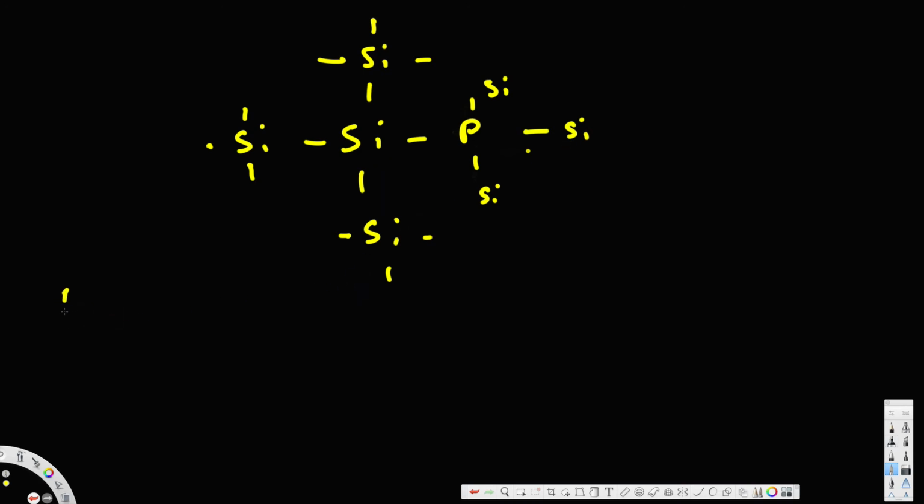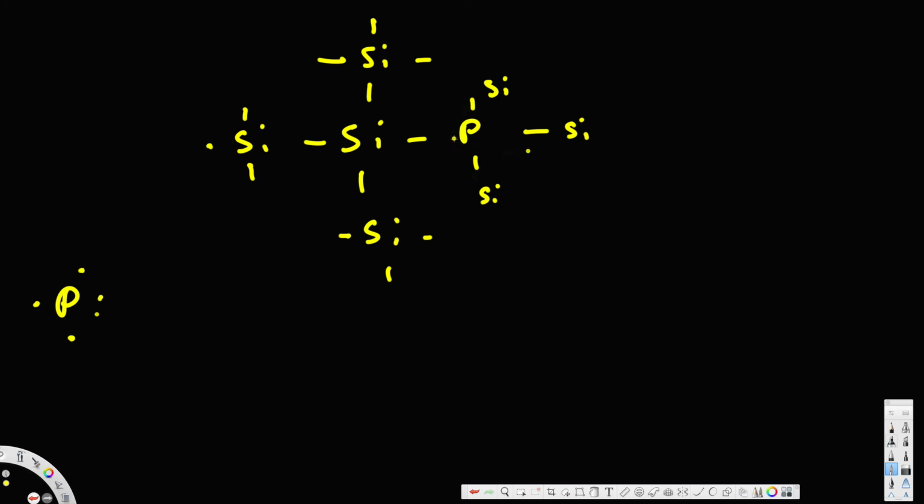phosphorus has 5 valence electrons like this, right? Now each silicon atom uses 4 valence electrons to create 4 bonds, and phosphorus is going to do the same thing. It's going to use 4 of its 5 valence electrons to create 4 bonds with the neighboring silicon atoms. However, it still has 1 extra valence electron, and that extra electron is free to move in a conduction band, and so that electron increases the conductivity of the silicon.